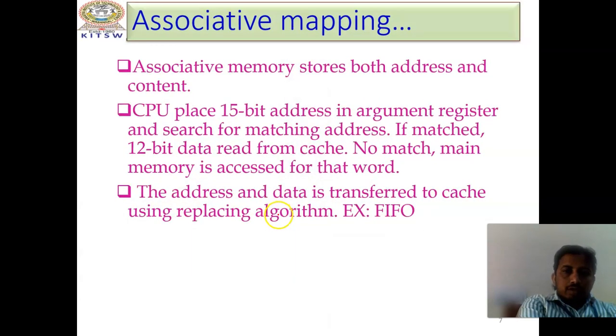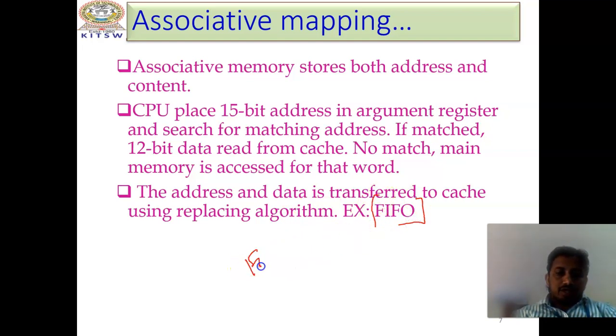And if it is small, this is the example which we did there. Associative memories store both the address and the content. If the CPU places a 15-bit address in the argument register, it searches and finds the matching address. If there is a match, the 12-bit data is read from the cache. If no match, main memory is accessed. The address and data are transferred to the cache using one of the algorithms, firstly the FIFO algorithm.